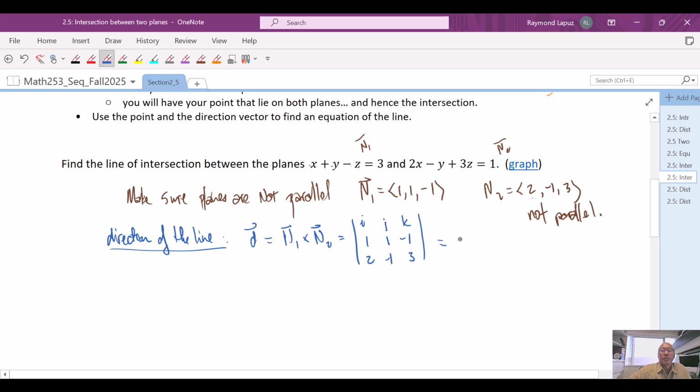So that cross product will give us the vector. In the i direction, I will have a 3 minus positive 1. 3 minus 1 is 2. In the j direction, there's an automatic negative sign. I have a 3 minus negative 2, so 3 plus 2 is 5. And then for the k direction, I have a negative 1 minus 2, so negative 3. So this should be the direction vector for the line that we're looking for. Okay, so now we have D, and let's find a point.